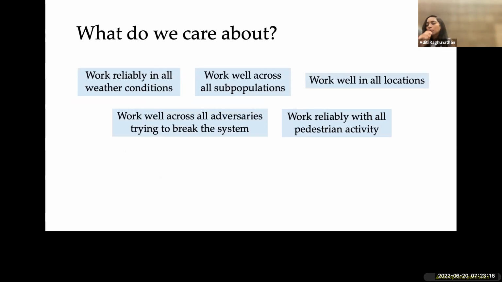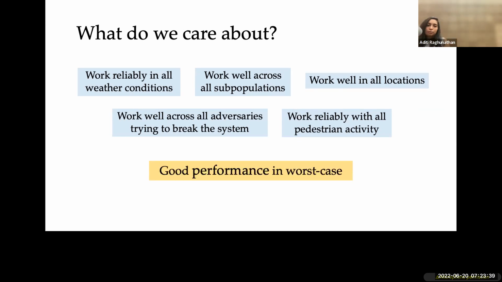So with those few examples, let's just take a step back and think about what all these things are that we care about. We want to work on all conditions, all subpopulations, all adversaries, and so on. One thing that strikes out is that maybe we might not ever be able to collect test distributions that reflect each of these different things we care about. So there's something that we can do more efficiently.